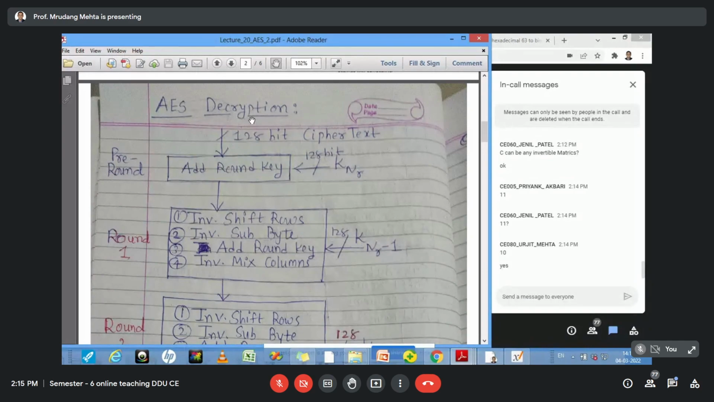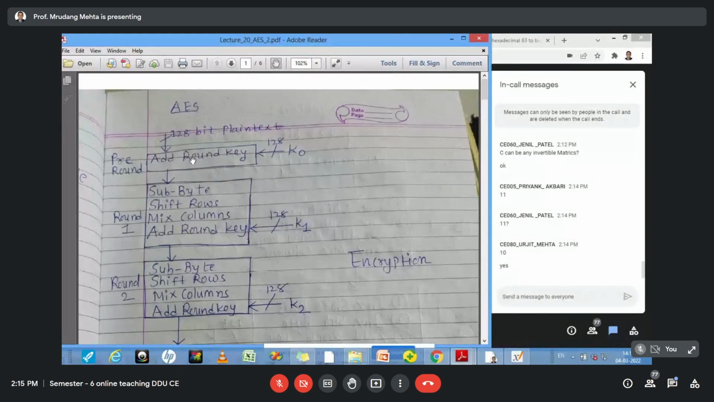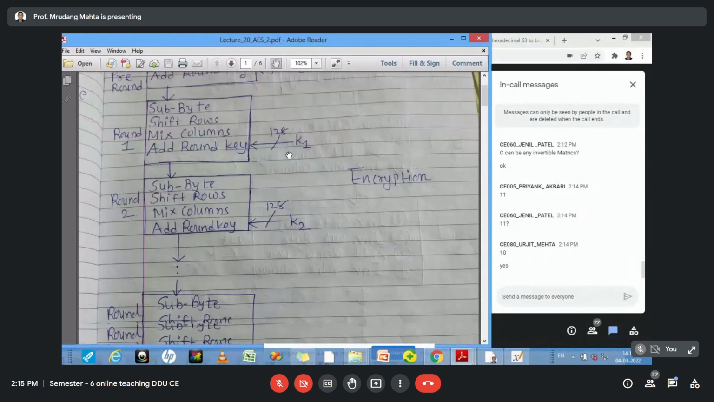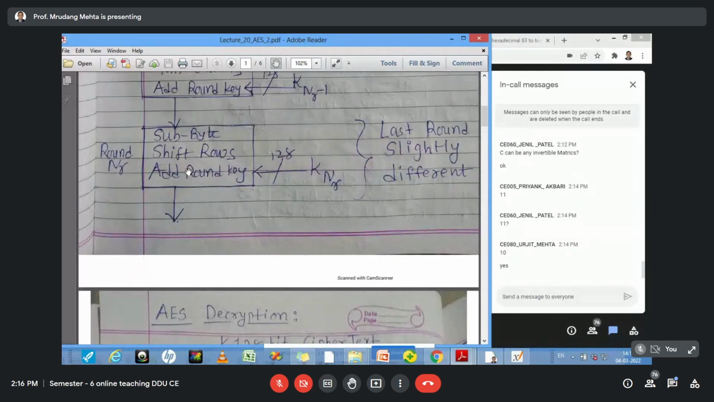In pre-round, we have to do the same thing, right? Here the first step was add round key, that is pre-round, where it used K0. Instead of K0, in decryption we have KNR, the last key. The last round key is to be taken in the pre-round. The second last round key, NR minus 1, is supposed to be added in round 1 in step number 3. So the first step in round 1 is actually the reverse of this.